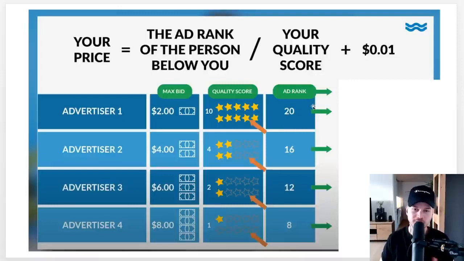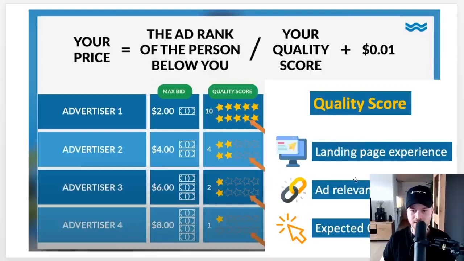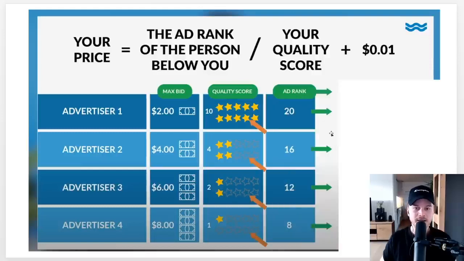Now, how does Google define your ad rank? So it's actually a formula. It's max bid times quality score. So your max bid for advertiser number 1 is $2. Quality score is 10 because they have very good ads, very high relevancy, and very high expected CTR. They get an ad rank of 20, which is higher than the other advertisers, so they get the first place on Google. Advertiser number 2 is max bid $4. Only has a 4 out of 10 quality score, so 4 times 4 is 16, so they get an ad rank of 16, so they are below this first advertiser.